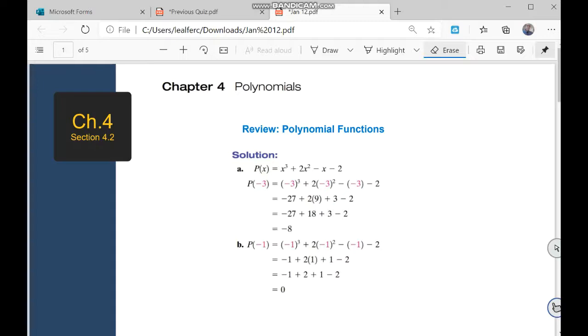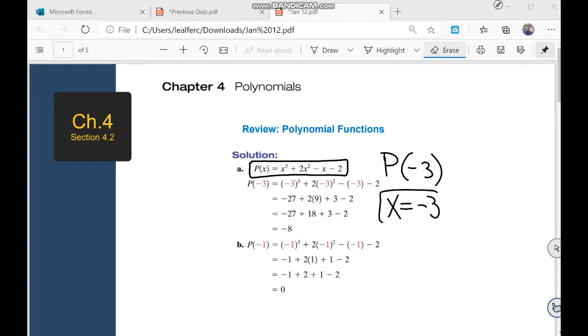Yesterday we evaluated polynomials, which basically is the same thing as evaluating functions. If you have a polynomial function like this, and I ask you what's p of negative 3, evaluate p of negative 3, you have to make x equals negative 3, right? Make x equals negative 3 and plug into the function. You will find the result, and this is how we evaluate functions. It's pretty simple. It's the same way you will evaluate polynomial functions.